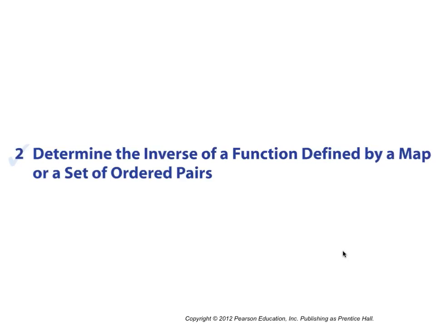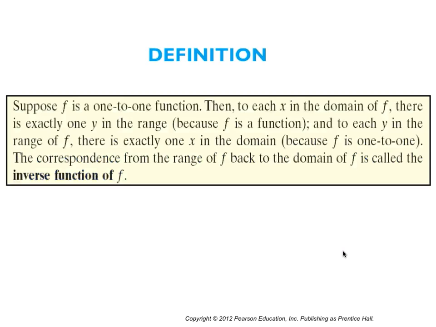Okay. Now we want to go ahead and determine the inverse of a function defined by a map or a set of ordered pairs. So these are pretty easy. Let's suppose for a minute that we have a function f, which is one-to-one. Then to each x in the domain of f, there's exactly one y in the range, since f is a function. And to each y in the range of f, there's exactly one x in the domain, and that's because our function is 1 to 1. Now the correspondence from the range back to the domain is called the inverse function.